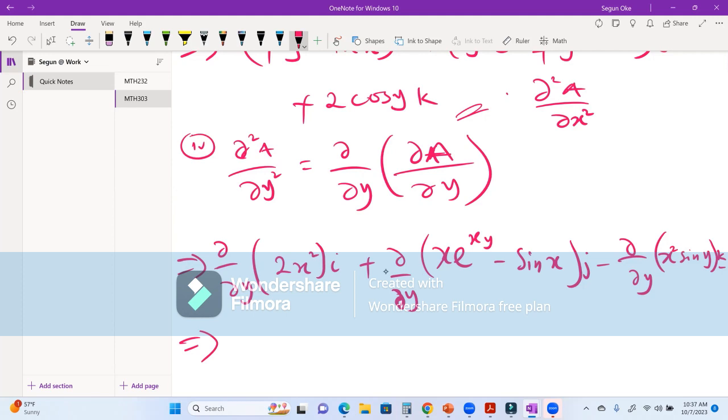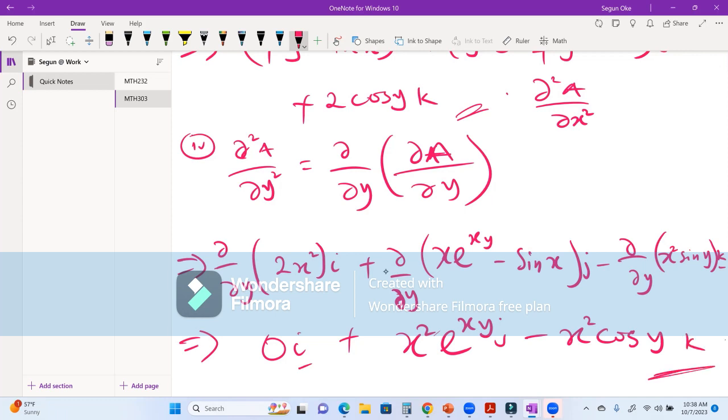Now, let's differentiate i. What do you have? 0, because there's no y there. Plus, let's differentiate this. When you differentiate it, what do you have? You will have x squared, x squared exponential xy. When you differentiate this it is 0. This is j. Then let's differentiate this one. You have sine y, and when you differentiate sine y, what do you have? Cos y. That's all. Any question?